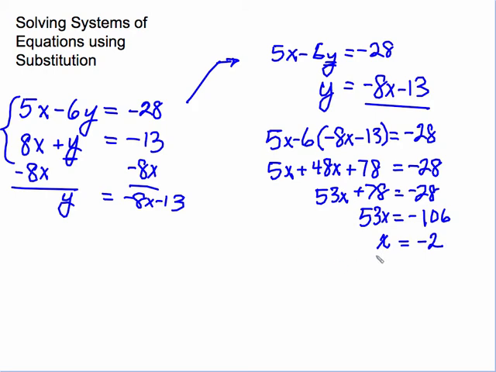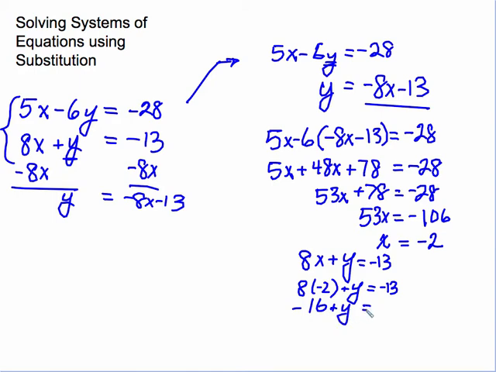We can now substitute x in one of the equations, and I think that the second equation would be best. So we can take 8x plus y equals -13. Substitute -2 for x. That's 8 times -2 plus y equals -13. -16 plus y equals -13. Add 16 to each side, and we get y equals 3. So our solution is x equals -2, y equals 3.